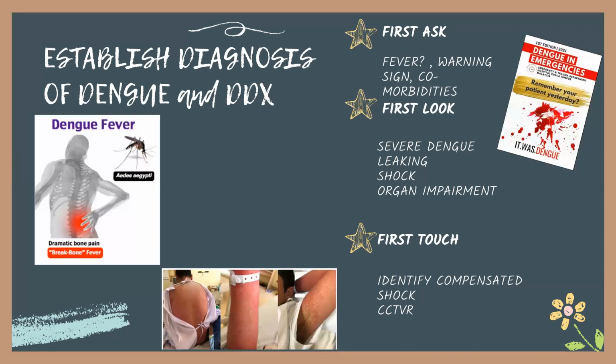Then ask for warning signs and comorbidities. Why? Dengue with comorbidities is actually a different group of patients. If they look stable, they may need further close monitoring, may need admission. For example, patients with dengue taking warfarin, dengue with uncontrolled DM. If unsure, just refer and admit, because the patient needs close monitoring, they can go into severe dengue. So first, look for severe dengue, leaking, shock and organ impairment, and first touch to know whether this patient is in shock, compensated shock or decompensated shock, so as not to miss our patients.